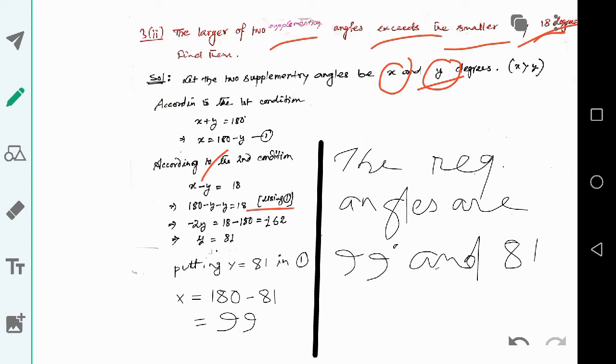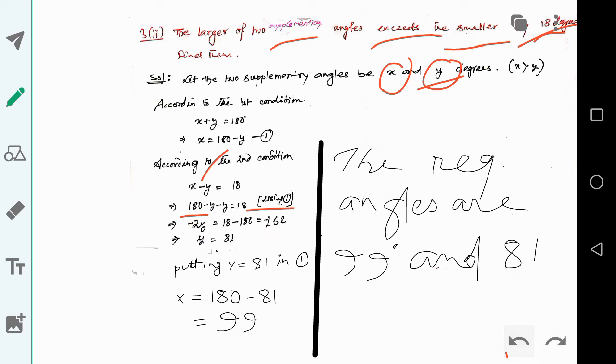So we have 180 minus y is equal to 18 minus y, so we have minus twice y, and on the other side 18 minus 180. So minus 2y is equal to 18 minus 180, which is equal to minus 162. Now dividing both sides by minus 2, we get y is equal to 81.